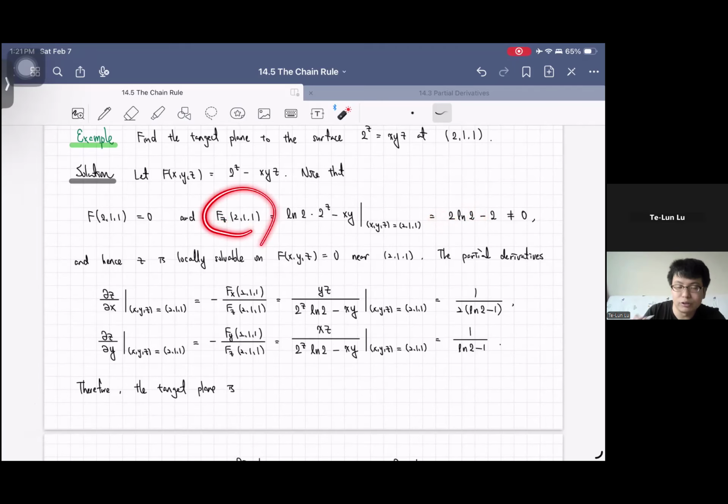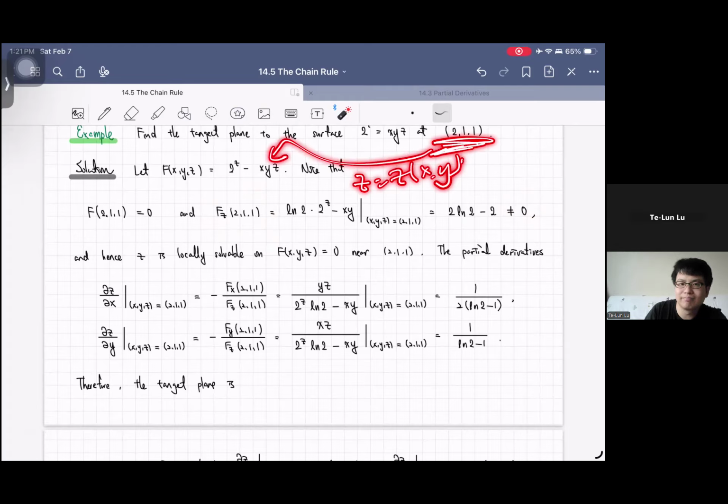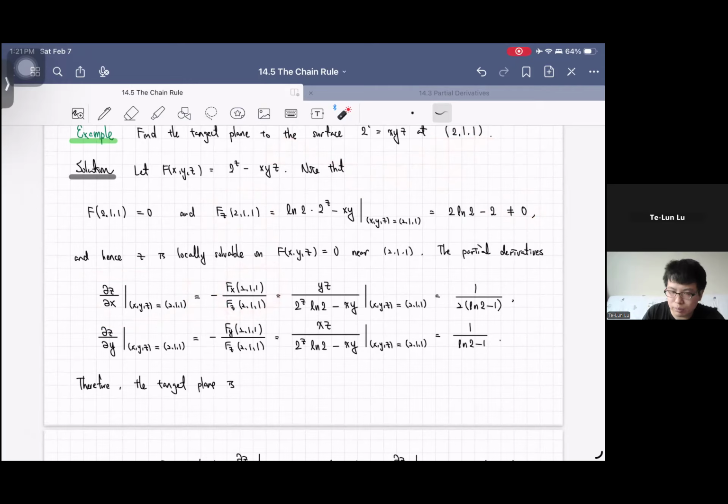And so fortunately, we have fz being non-zero. And now we have that z is a function of x and y near this point on the surface. So according to the implicit function theorem, the differentiation with respect to x is minus fx divided by fz. I won't go through the algebra here, but you will simply get 1 over 2 and 2 minus 1. The same thing happens for the differentiation with respect to y, which is minus fy over fz, and you get 1 over 2 minus 1.